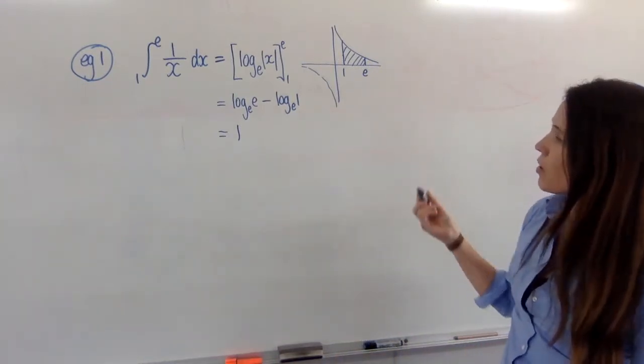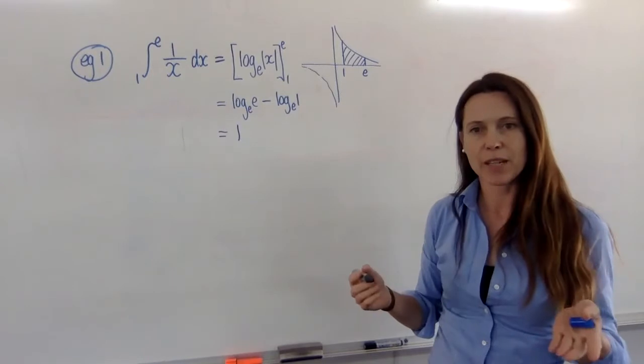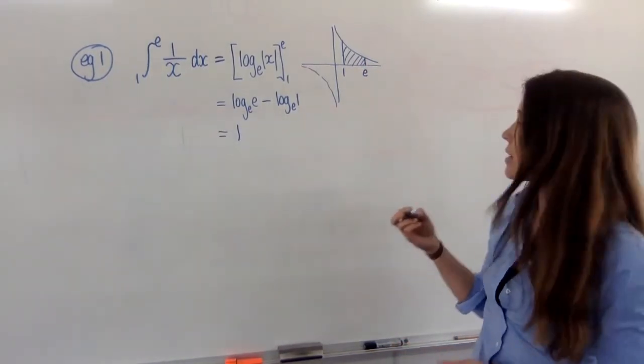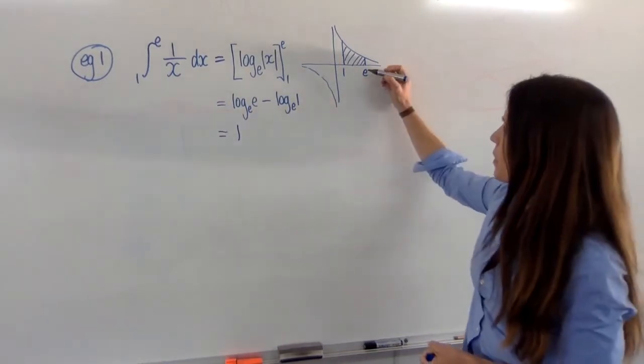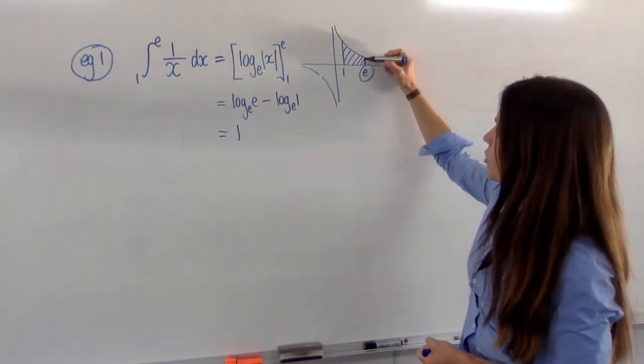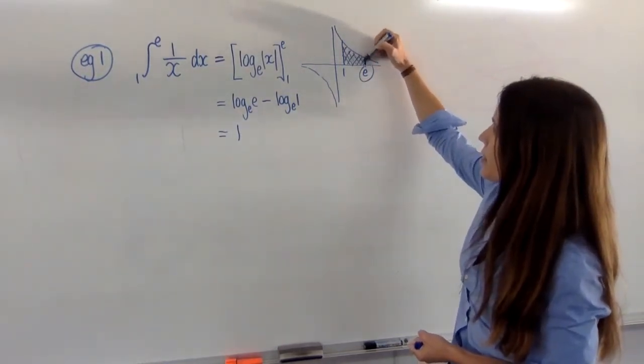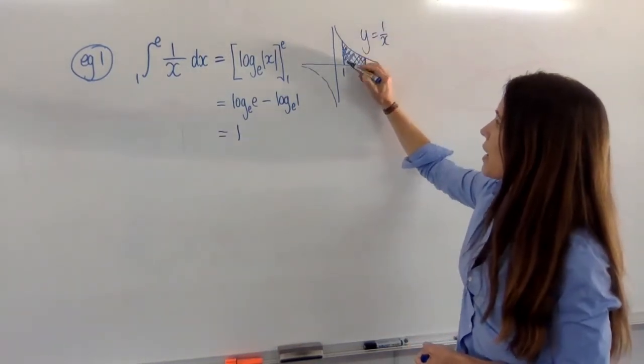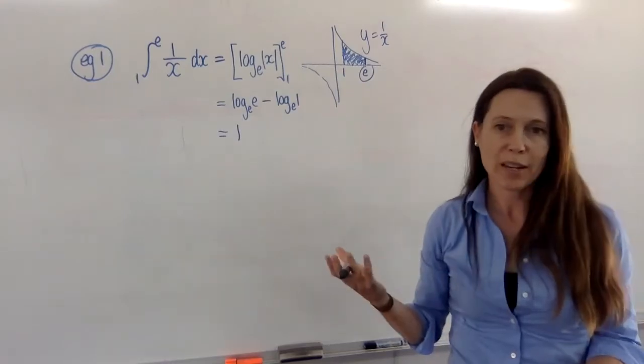Now this result is actually quite interesting. There's lots of different definitions of that special number e, and this is another one of them that we haven't really seen yet. e is the special number at which, when you look at the area underneath this curve, it gives you an exact area of 1 unit squared.